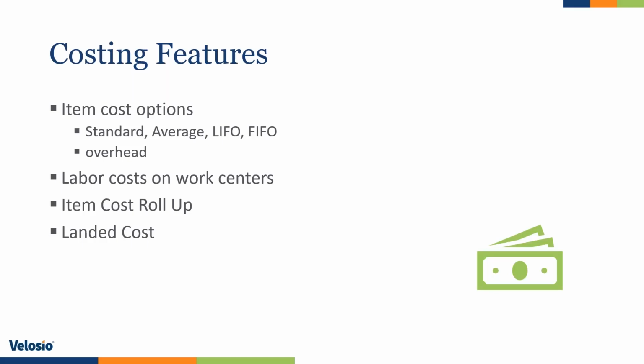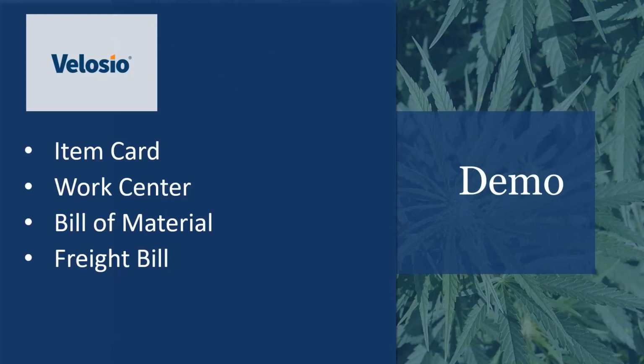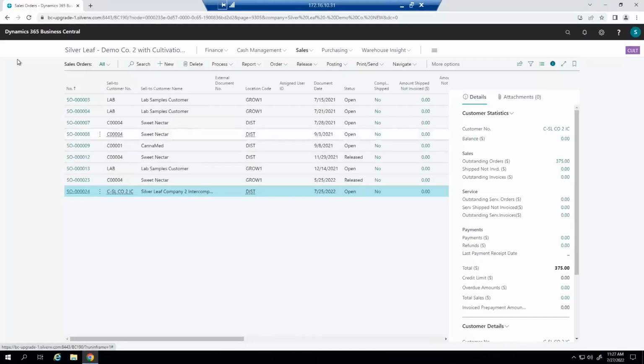And we also have a feature that is called item charges, but you might know it as landed cost. That allows us to assign other costs to our products. So maybe you get a freight bill and you want to assign that to multiple products that you received. So I'm going to hop over to the demo and we'll take a look at some of these features.